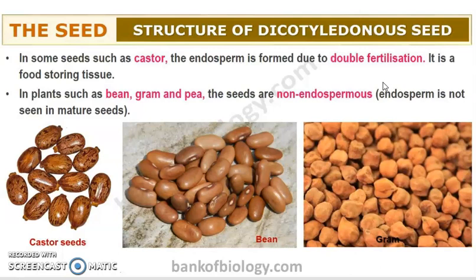Okay, so this endosperm is formed due to double fertilization, and it is a food storing tissue. And in plants such as bean, gram and pea, the seeds are non-endospermous, which means that the endosperm is not seen in mature seeds. It will be there, but we cannot see that endosperm in the mature seed, because the seed will be completely consuming that endosperm. The developing or maturing seed would have consumed all the stored food in that stored tissue. Right, so this is about the dicotyledonous seed.